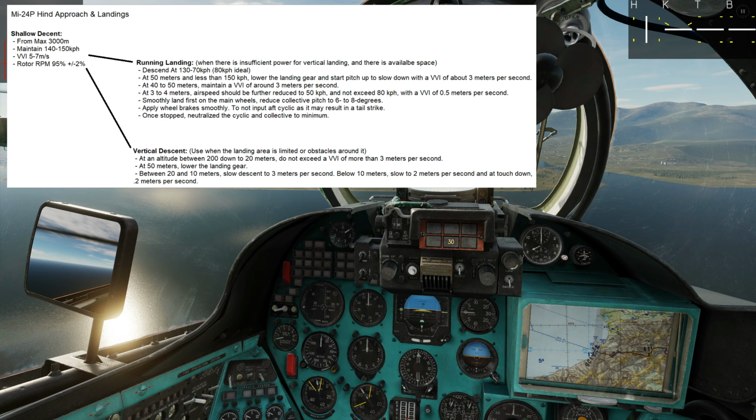At 50 meters, lower the landing gear. Next, between 10 and 20 meters, maintain 3 meters per second VVI. Below 10 meters, slow to 2 meters per second and touch down at almost nothing, basically 0.2 meters per second.